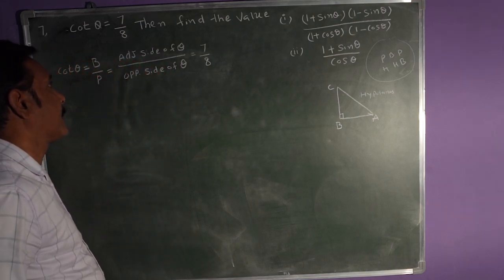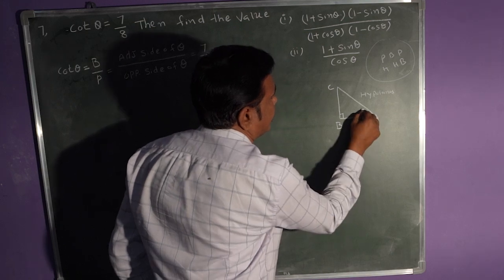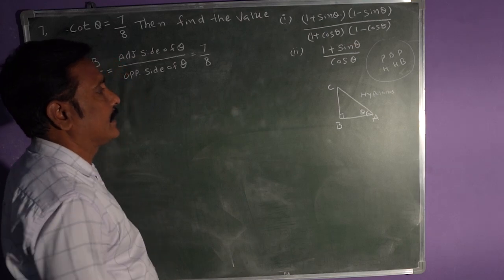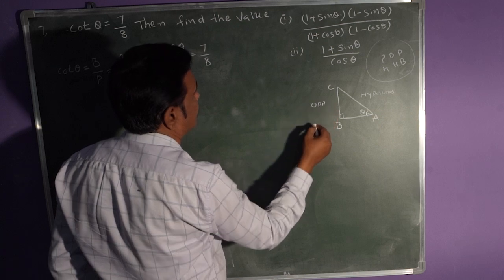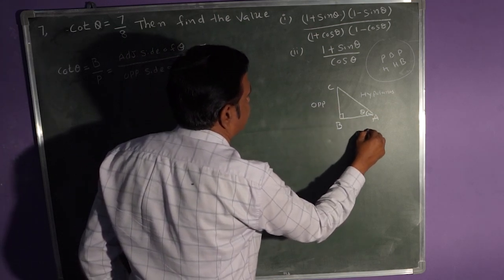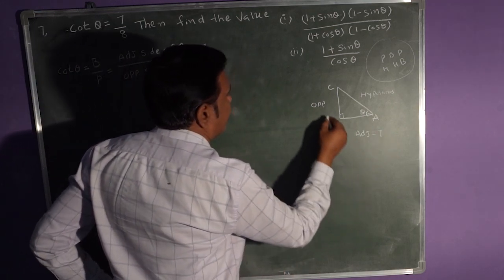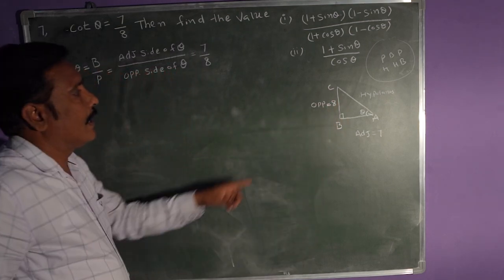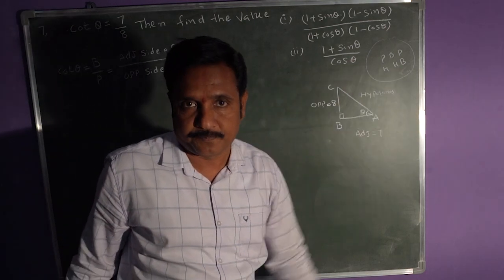Okay, I will see it from the A side. This is the theta. This one is opposite, and the other side is the base. Base means adjacent. Here adjacent is given, adjacent is 7. Opposite is also given, this one is 8. Opposite is there, adjacent is there. I will find the value of the hypotenuse.